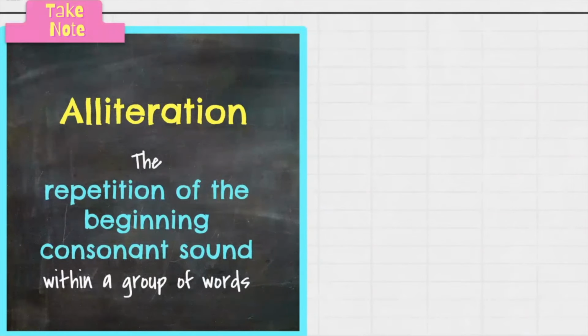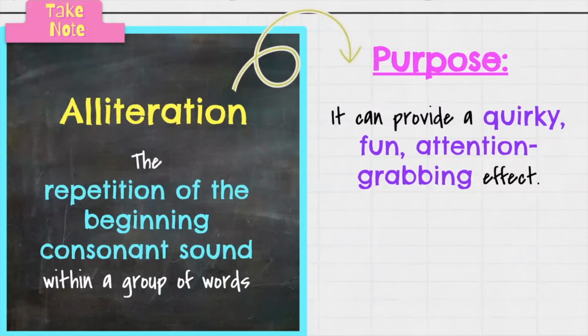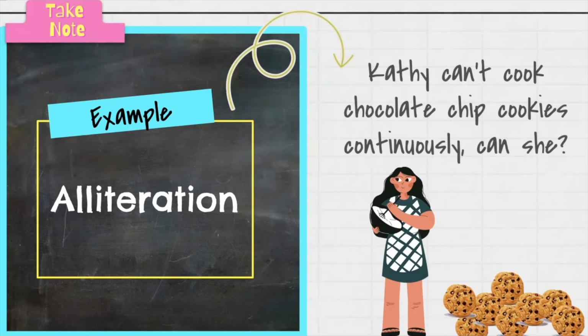We have alliteration next, and it's the repetition of the beginning consonant sounds within a group of words. The purpose is it can provide a quirky, fun, attention-grabbing effect. And alliteration does not have to start with the same letter, just the same sound. So let's look at an example.